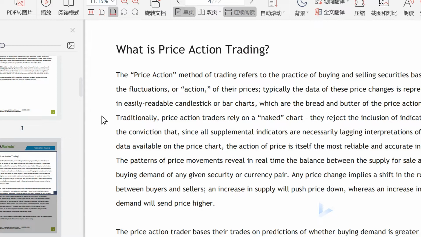The price action method is a trading methodology which refers to the practice of buying and selling securities based on market volatility and fluctuation. Simply speaking, it is the action of the prices. All these price changes are demonstrated and reflected in easily readable candlestick or bar charts. All of these charts and signals are the bread and butter of the price action trader.